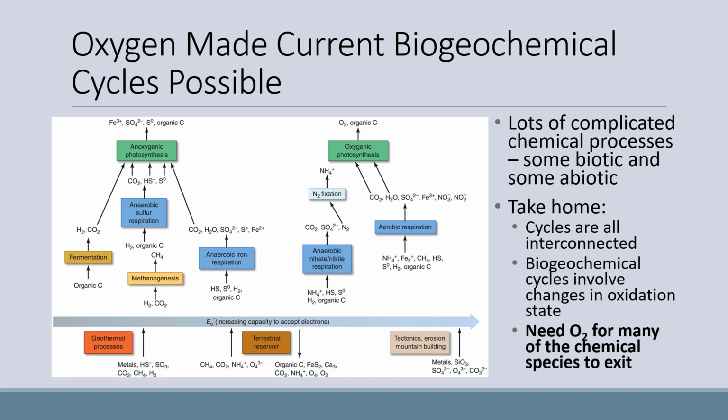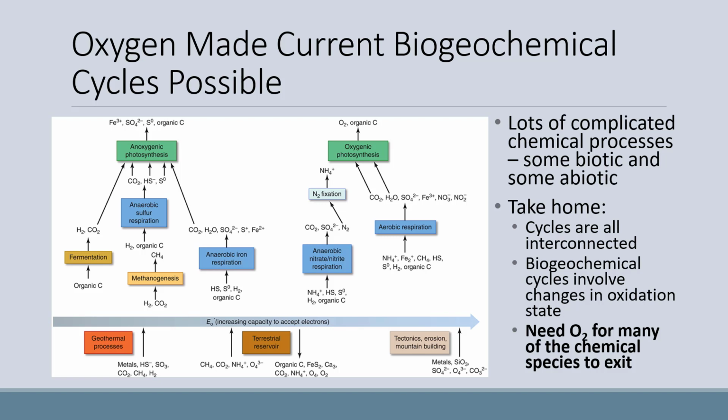There are lots of complicated chemical processes depicted in this image, some biotic and some abiotic. I don't expect you to know every redox reaction shown. The take-home is that all the cycles are interconnected. For example, oxygen can be used to oxidize ammonia to nitrate. Nitrate can be used to oxidize hydrogen sulfide to sulfate. Sulfate can be used to oxidize methane, and so on. The nitrogen cycle interacts with the sulfur cycle and the carbon cycle and more.